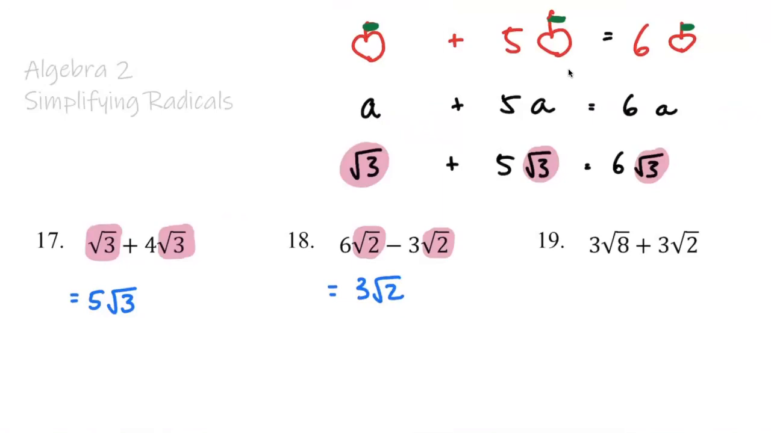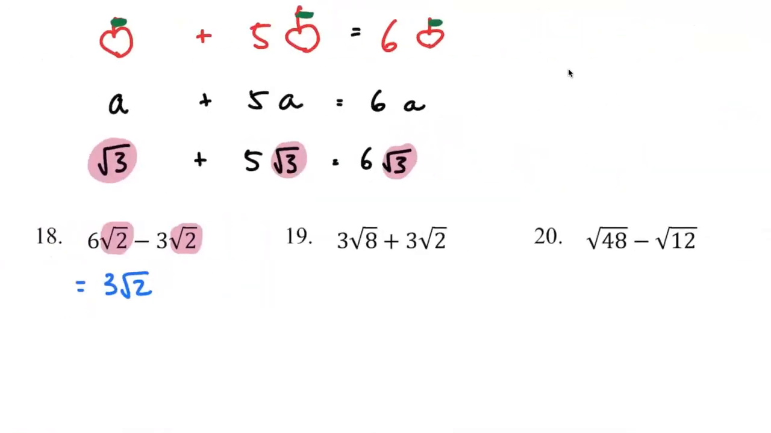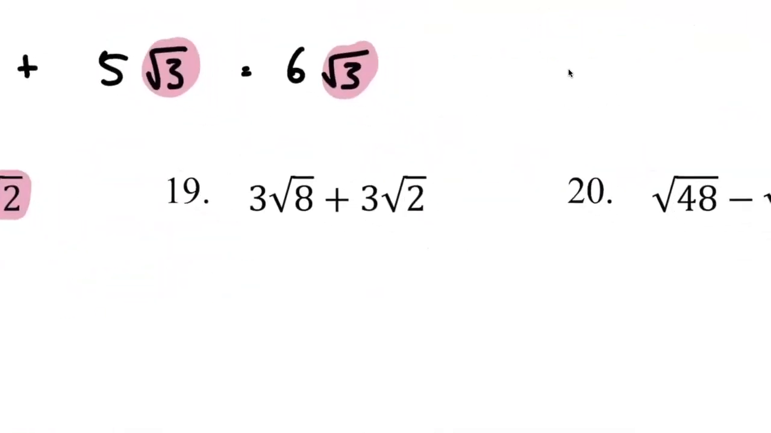Sounds good? Okay. All right. So these two are kind of easy. But what about number 19? And we're like, oh, they're not like terms, right? This is root 8. And this is root 2. They are not like terms. You cannot do anything about them. So we just give up.